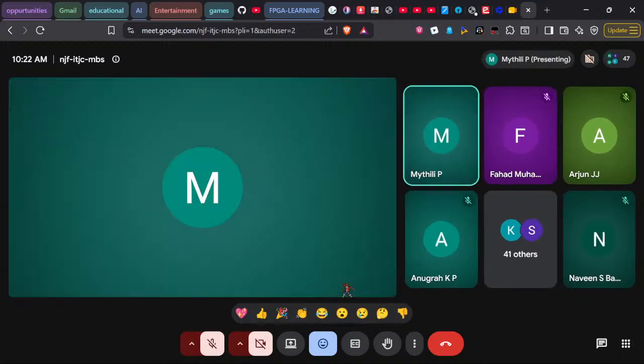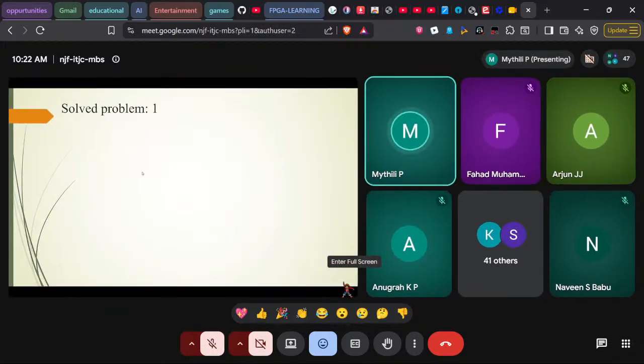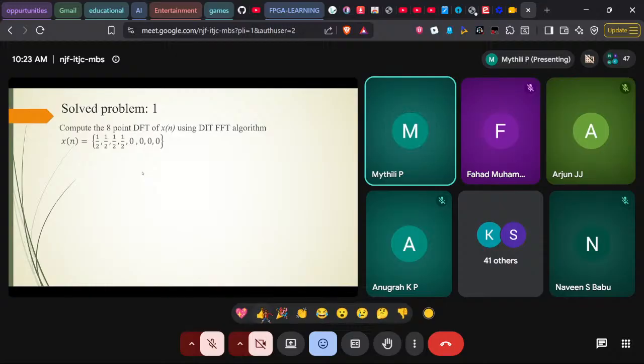Okay. I think you can see the PPT, right? So the problem നമ്മൾ ചെയ്യാൻ പോവുകയാണ്. Compute the 8-point DFT using decimation in time FFT algorithm. So copy down the question.